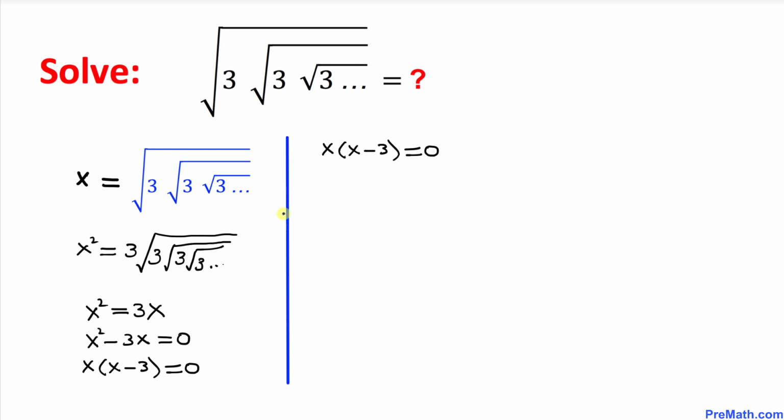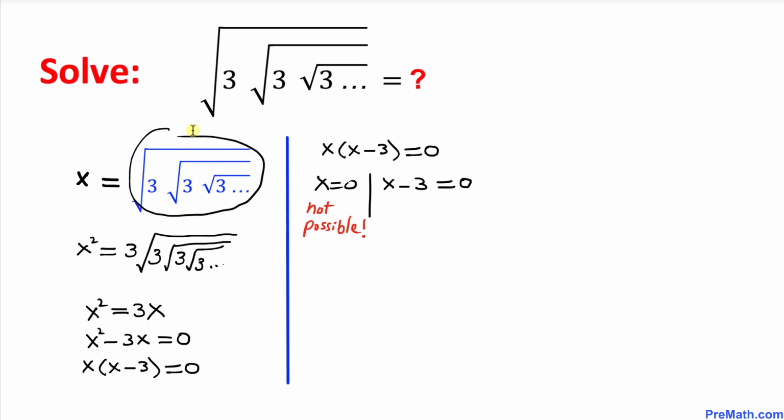And as we are running out of space, I have just copied it down over here. Let's go ahead and separate them. I can write them as x equal to 0 or x minus 3 equal to 0. And now we know that x equal to 0 is not possible because this is not equal to 0. Therefore, we are going to accept this x minus 3 equal to 0 option. So that is going to give us x equal to 3.